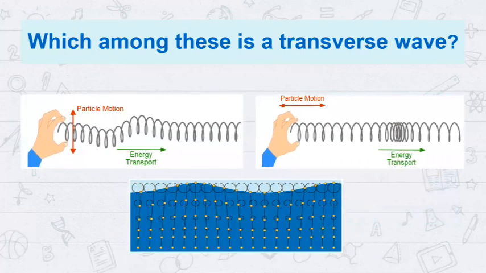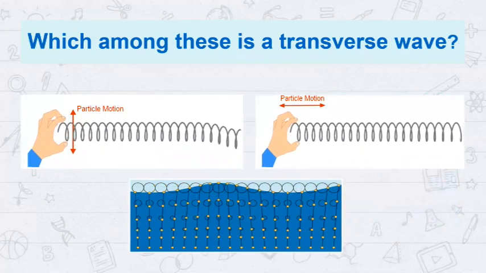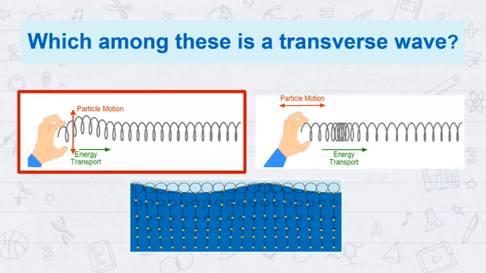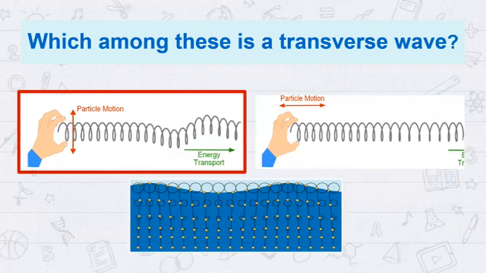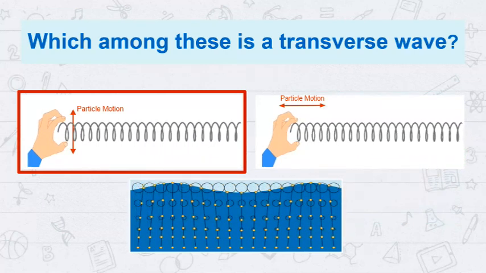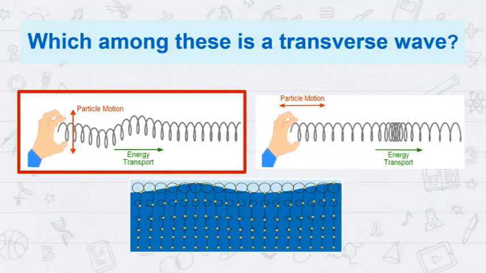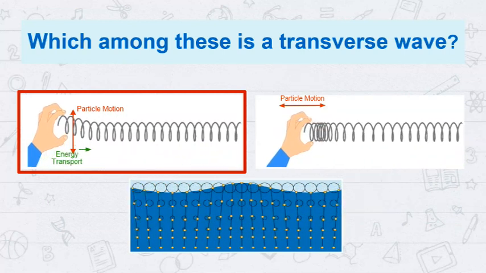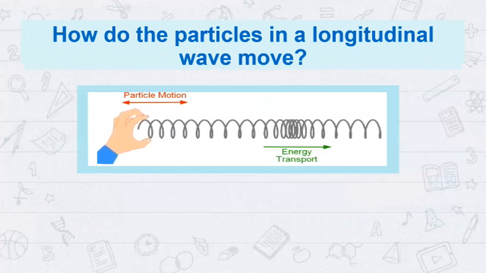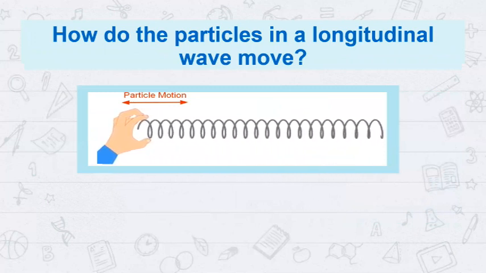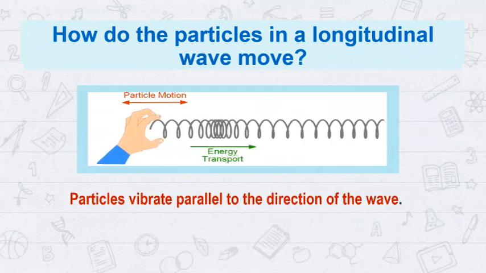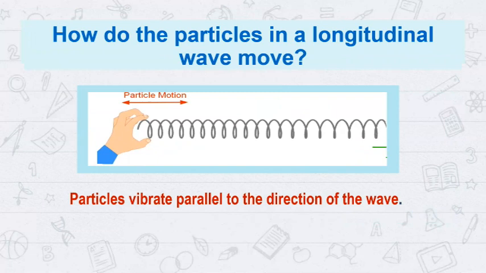Next, which among these is a transverse wave? Right, this is a transverse wave. Its particles move perpendicular to the direction of the wave, while energy is being transported. How about the particles in a longitudinal wave? How do they move? Good job! The particles vibrate parallel to the direction of the wave.